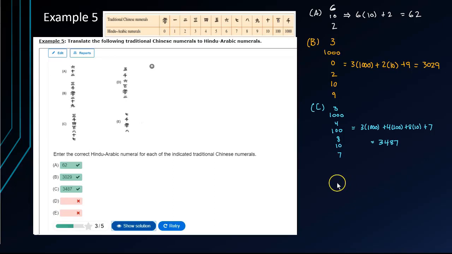For the following one, I have the symbol for 5, then 1,000, then 6, then 100, then 0, then 2. So that's going to give me 5 times 1,000 plus 6 times 100 plus 2, or basically 5,602.